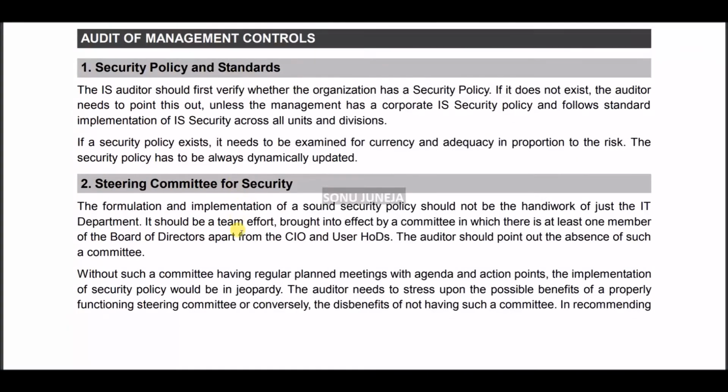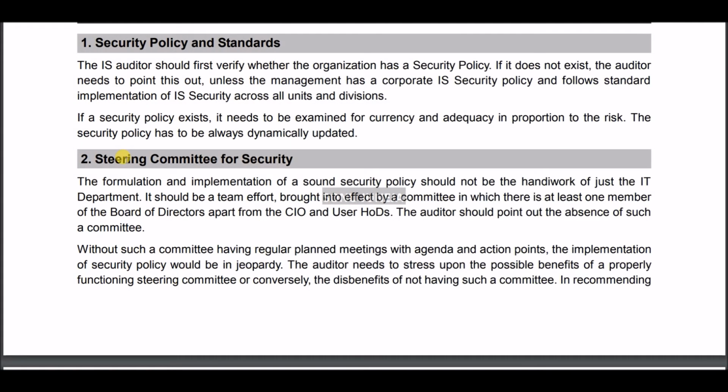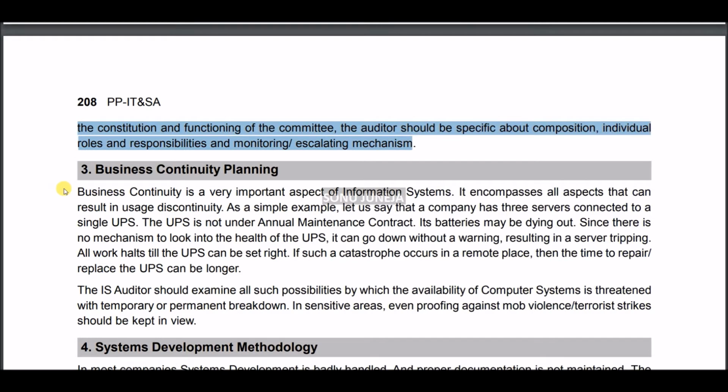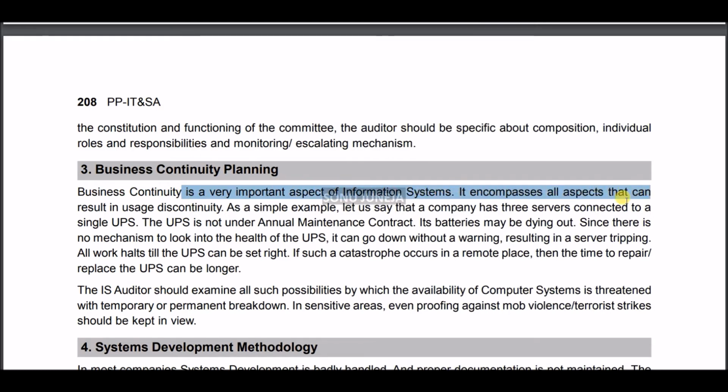So this committee will look into the information system over the organization. The committee is a must. Business continuity planning is a very important aspect of IS. It encompasses all the aspects that can result in usage discontinuity.